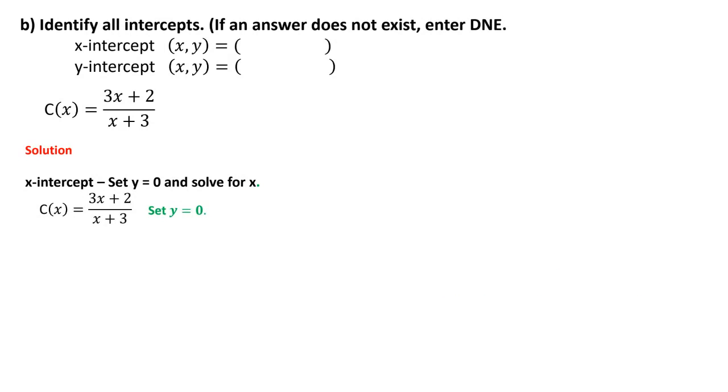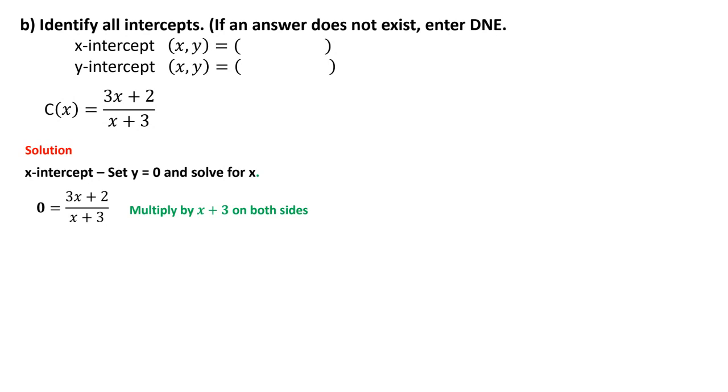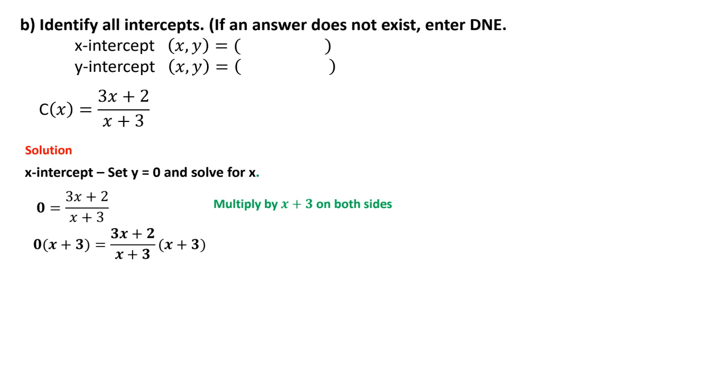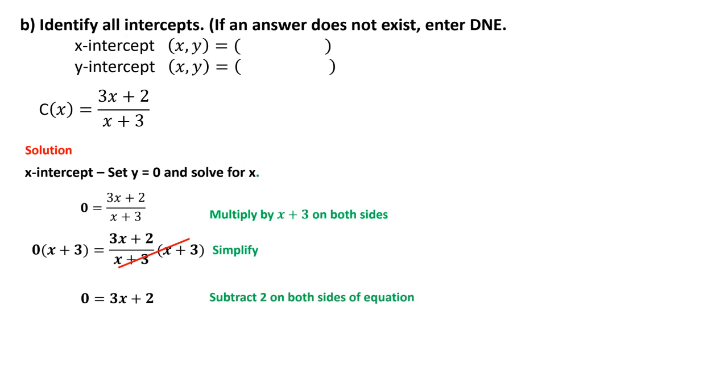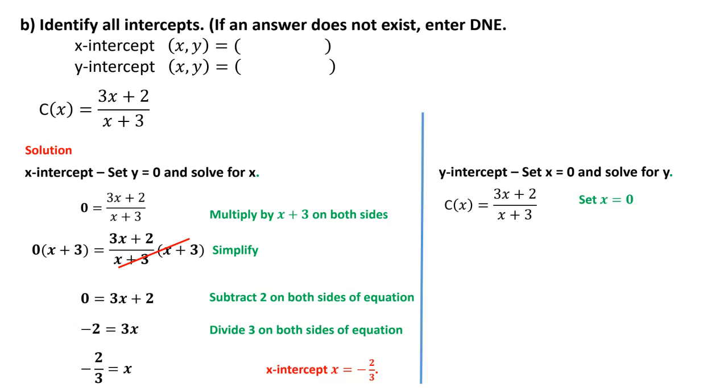All right. Let's go ahead and solve for the x-intercept. So to find the x-intercept, again, we set the variable y equal to 0. And then we solve. We're going to multiply both sides by x plus 3. When we do this, we're going to get 0 is equal to 3x plus 2. We're going to subtract 2 on both sides. It's going to give us negative 2 is equal to 3x. And divide by 3 on both sides. So we get x is equal to negative 2/3. So this is our x-intercept.